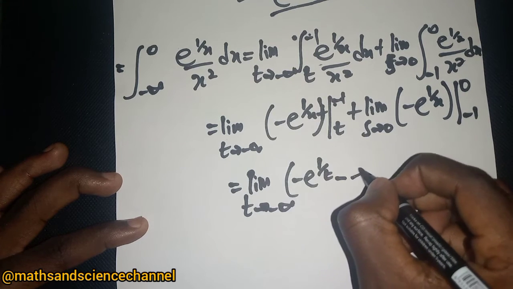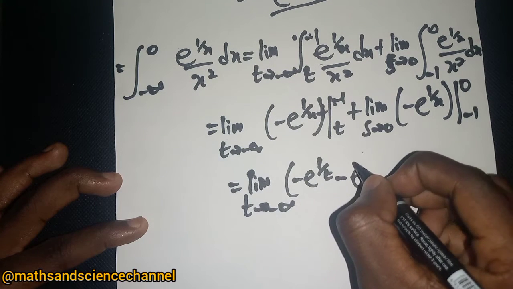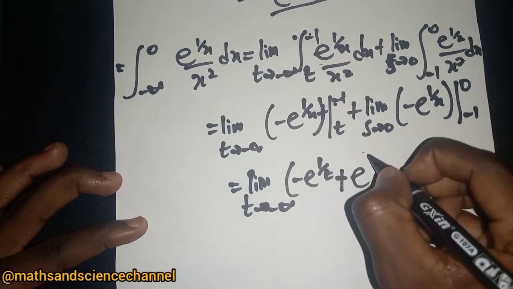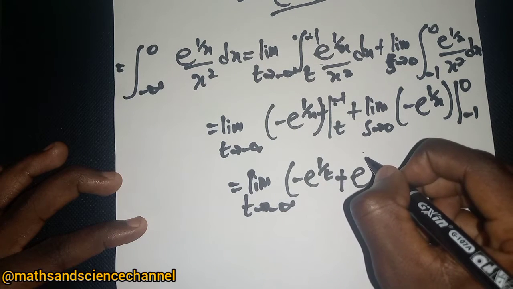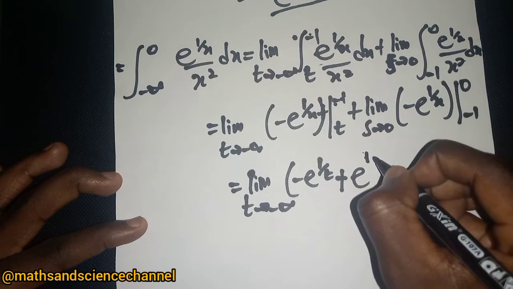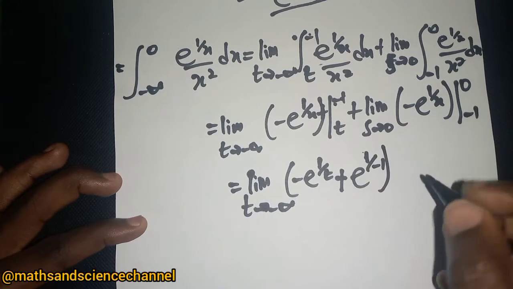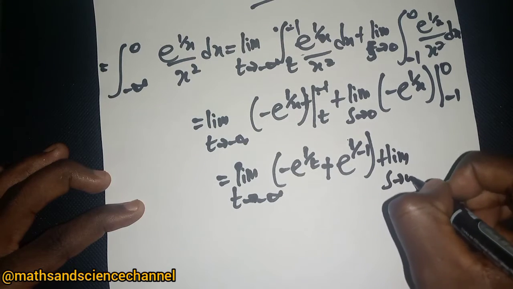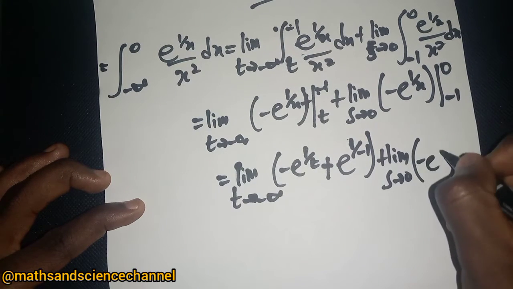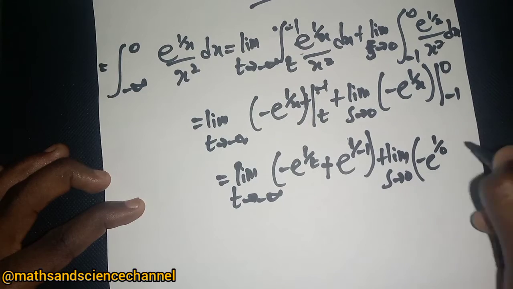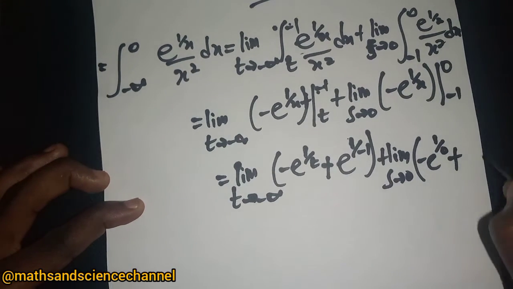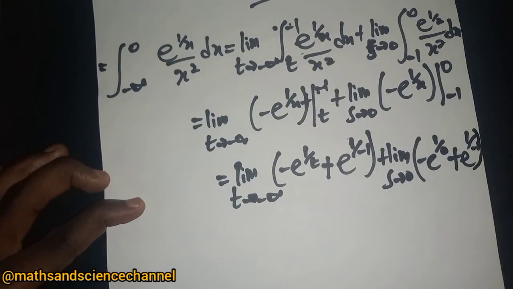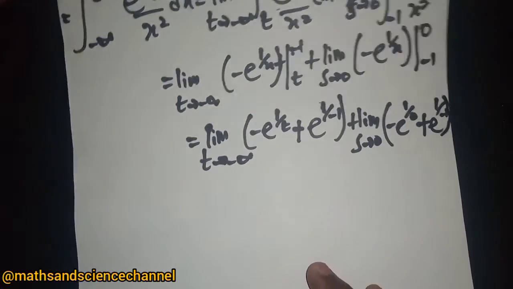minus e, so it will be minus minus, which will be plus, right? Then we have 1 over negative 1 for this, then we have the limit as s is also approaching that, 0, that is 1 over 0, then that one also plus e to the power 1 over negative 1 here. So this is what we have.